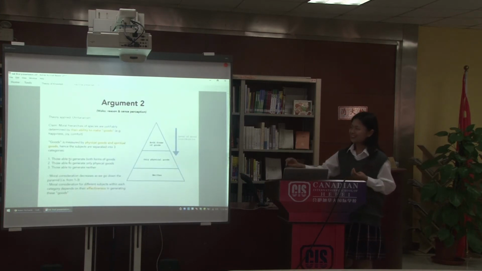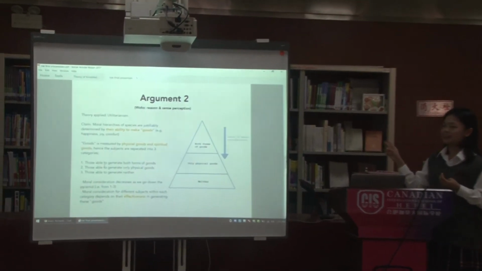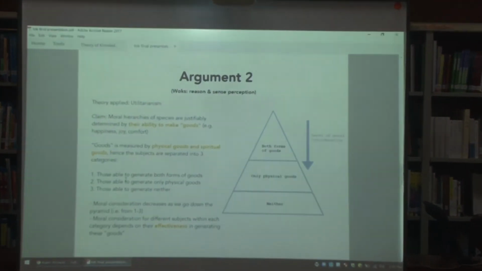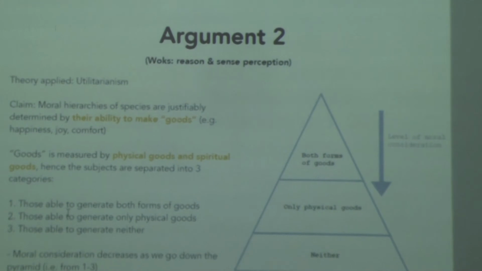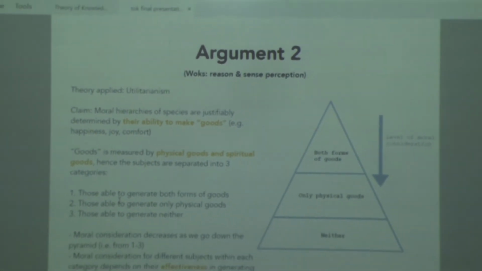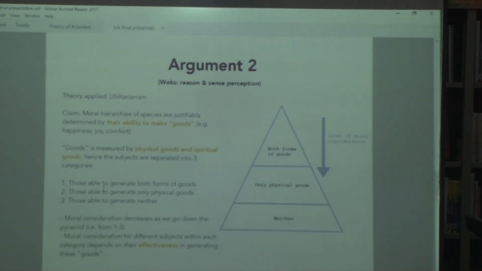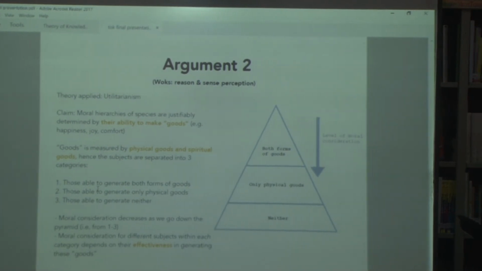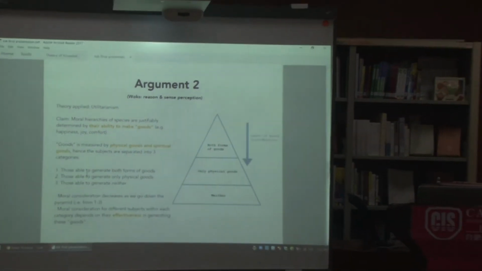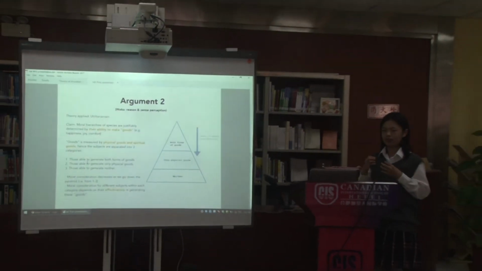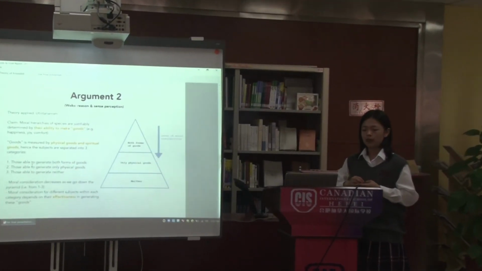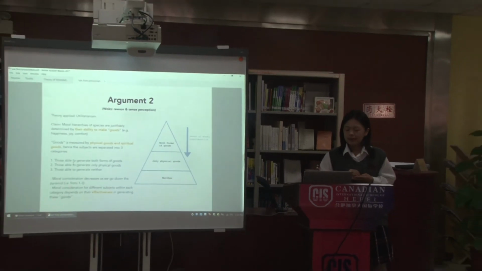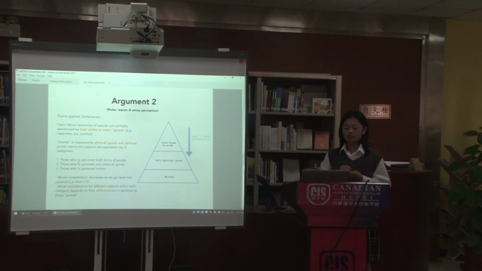So on that stance, we come to the second argument, based on the theory of utilitarianism, concerning the ways of knowing: reason and sense perception. Utilitarianism is a theory that requires people to find solutions or decision actions that can bring the most good. My claim here is that moral hierarchy of species is justifiably determined by their ability to make goods.